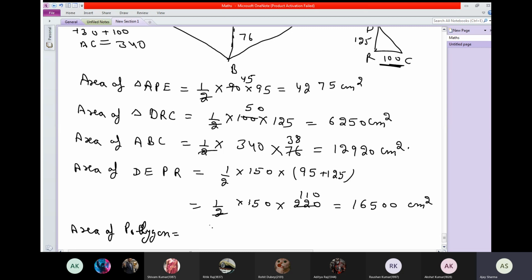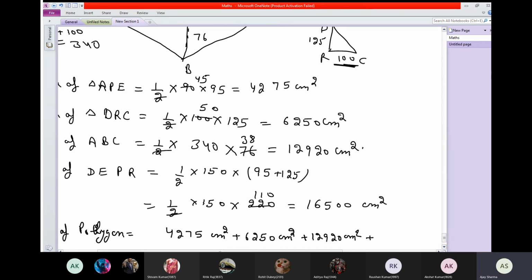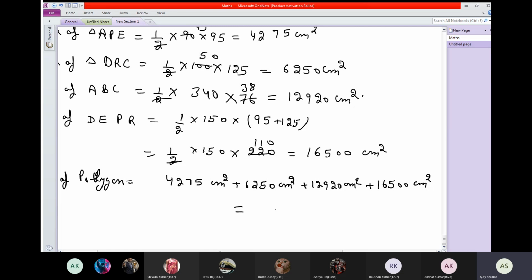Add all these parts. One part is your 4,275 centimeter square, plus second part is 6,250 centimeter square, and the next part is 12,920 centimeter square, and the last part is 16,500 centimeter square. Now add these. What do you obtain after adding? 39,945 centimeter square.